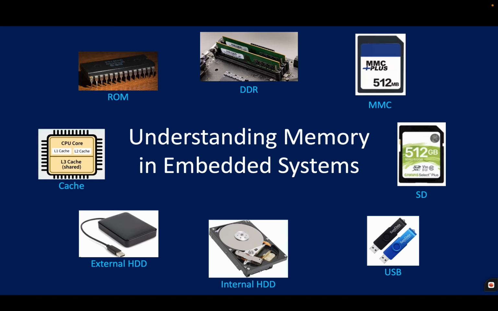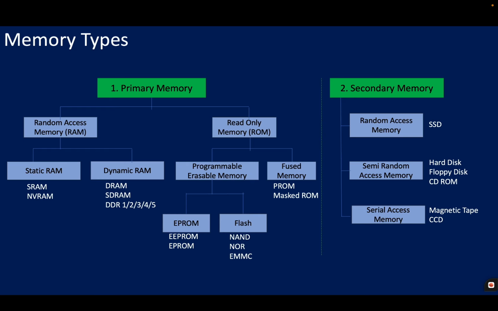Computing memory has evolved over a long period of time. While memory can be classified based on factors such as speed, temporary versus permanent storage, capacity, cost, volatile versus non-volatile, it is broadly classified into primary memory and secondary memory.